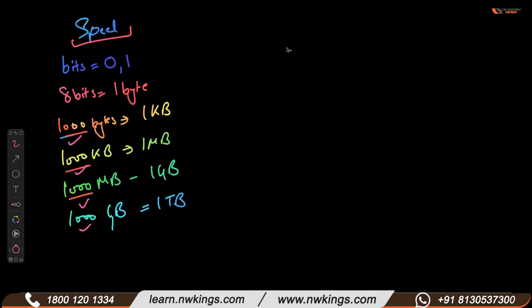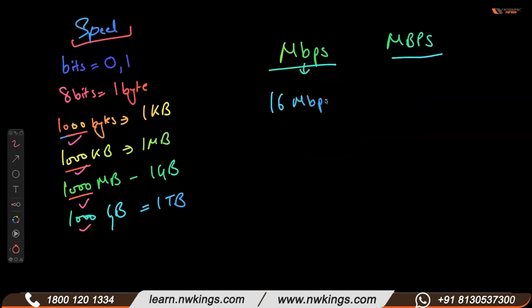So what is the difference between small Mbps and big Mbps? Nothing like that. This is called megabits per second. We mostly use this term, and we never use the other one. This is just a tricky question. Suppose you took an internet connection of 16 Mbps. Tell me what will be your download speed.